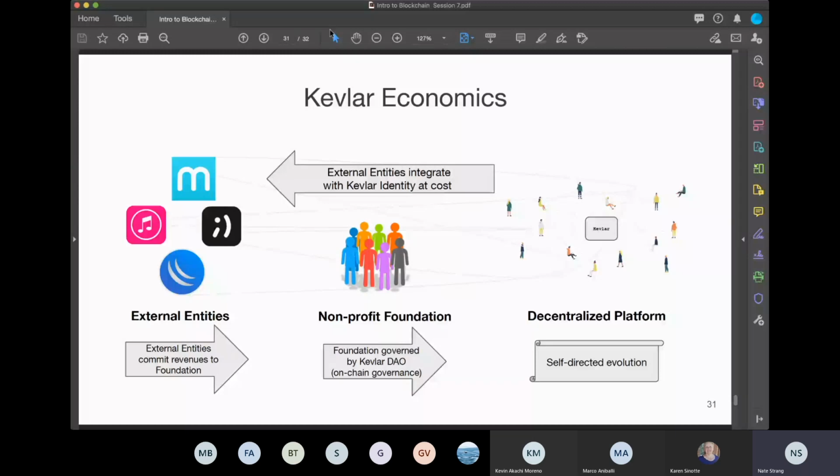So that finishes up my concepts. I do want to talk about ongoing participation in Kevlar, but before we do that, have any other questions come up or come in for that matter?